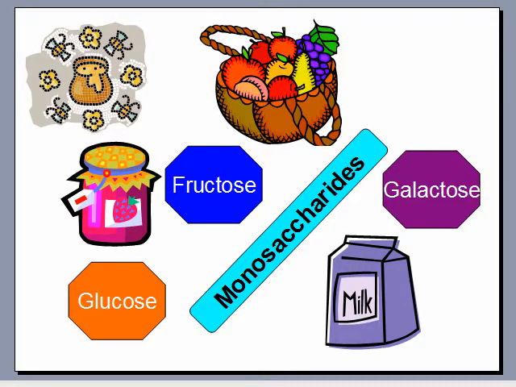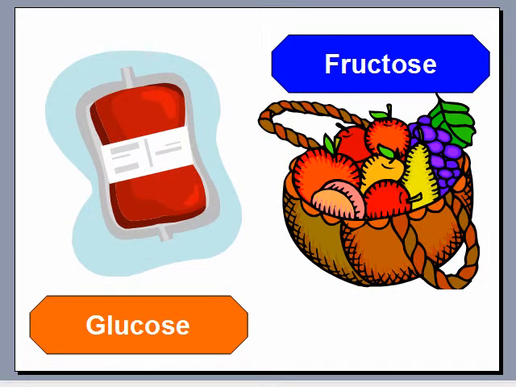Monosaccharides are single sugar. They are made up of only one simple sugar unit. Under monosaccharides, we have glucose, fructose, and galactose. Glucose is more commonly known as blood sugar. This is because it is the only form of sugar that the body can make use of. Another name for fructose is fruit sugar because it's more commonly found in fruits.